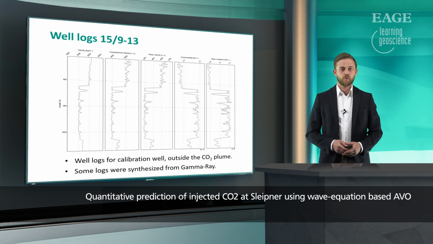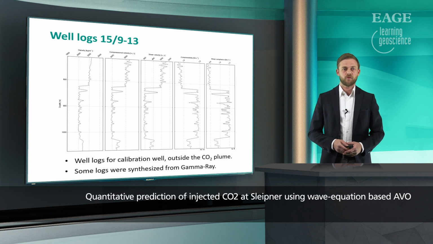So here are the well logs that we will use in this case study. They come from well 15913. What should be said is that those logs were acquired outside the plume, so they've never seen the CO2, and they only see the lithology. From left to right, you see the density, VP, VS, and the computed compressibility and the shear compliance. The only reason we're going to use those well logs is to estimate seismic wavelets and to build a background model for the inversion. But we don't force the inversion to match any of those properties at the well location.